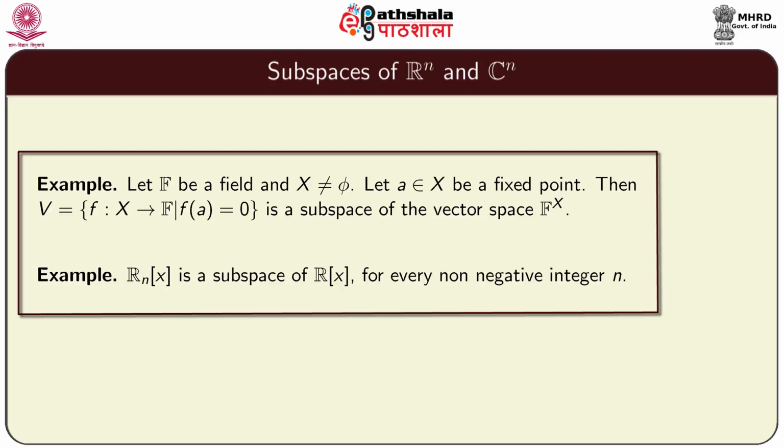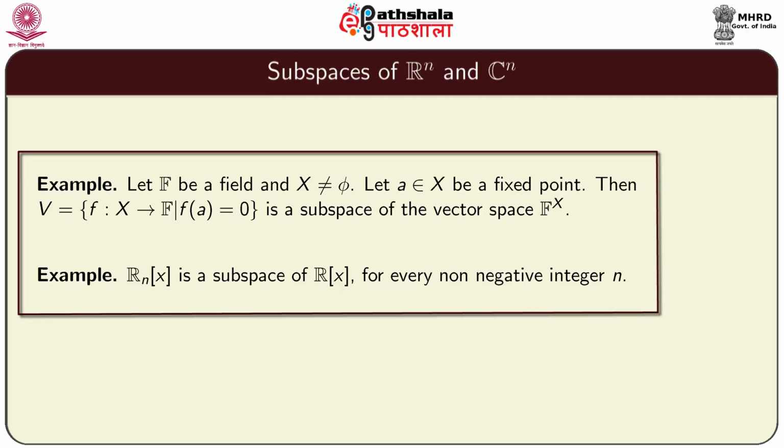How do we prove that? First thing we have to show is that V is non-empty, that means there is at least one function which vanishes at a. Well, we can take the 0 function, that means the function which is 0 for every element in X, and therefore V is non-empty. Now we can invoke the previous theorem to prove that V is a subspace of F to the power X.